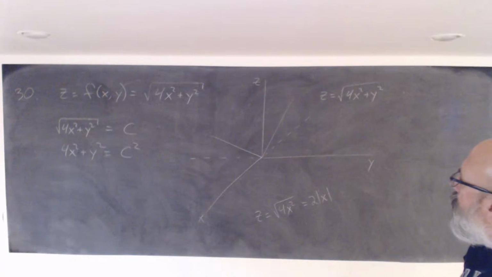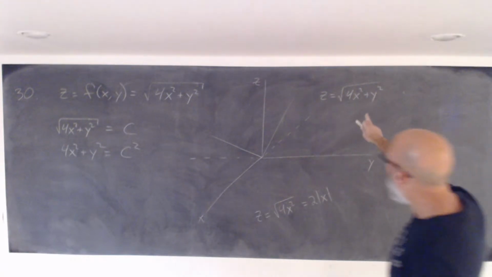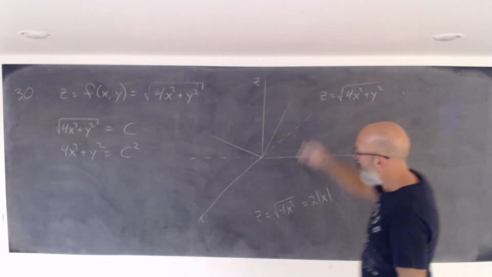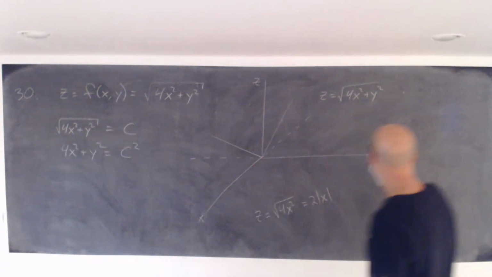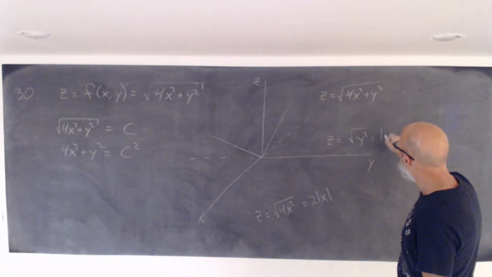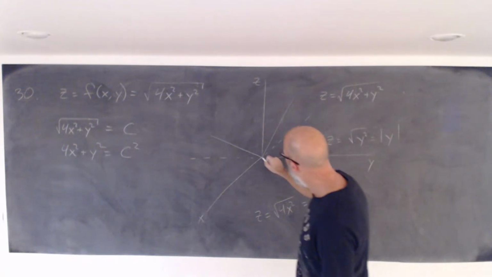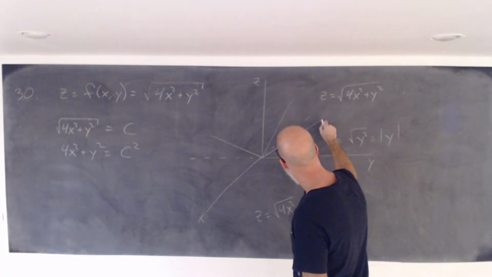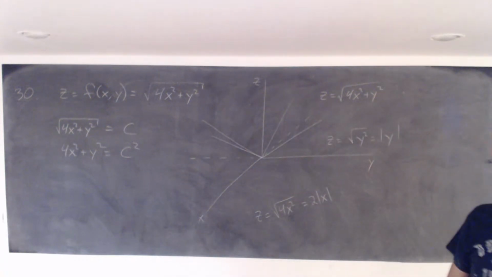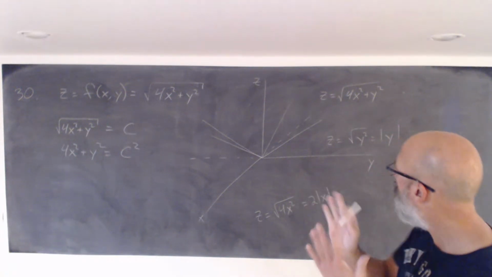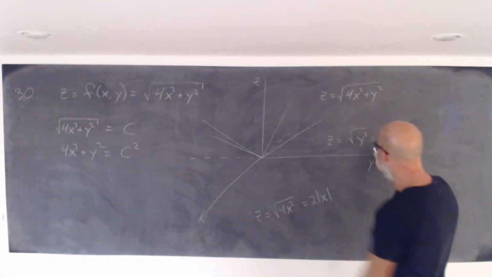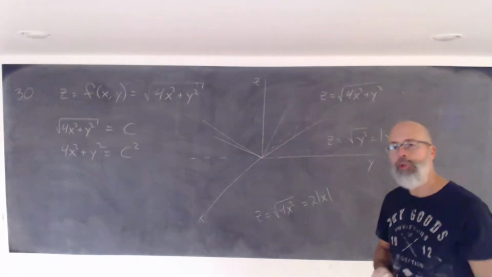in the xz plane. In the yz plane, when x is 0, you have z equals square root of y squared, which is absolute value of y. So you know what that looks like in the yz plane. Looks like this, but it doesn't increase as fast, right? Here you had 2 versus the 1. So not as steep.